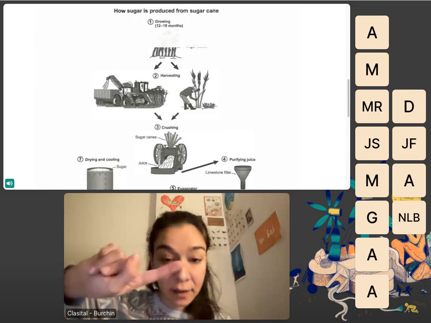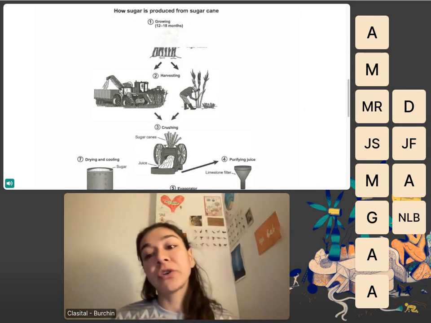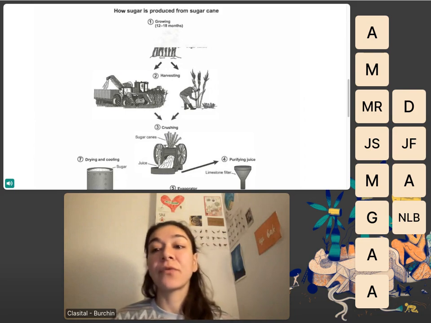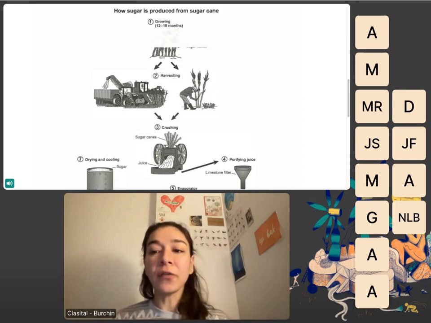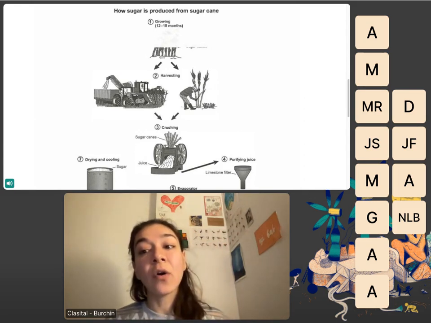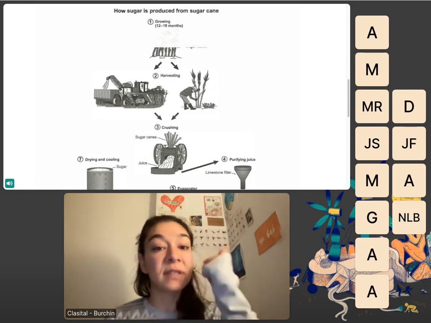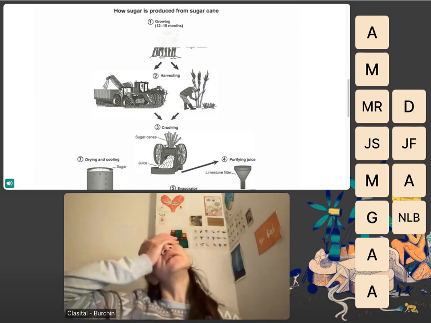As we can see, comma, sugar production process starts from growing sugarcane. Nice. After 1 to 1.5 years, sugarcane can be harvested either by human labor or by harvesting machines. Very good. As we can see that.